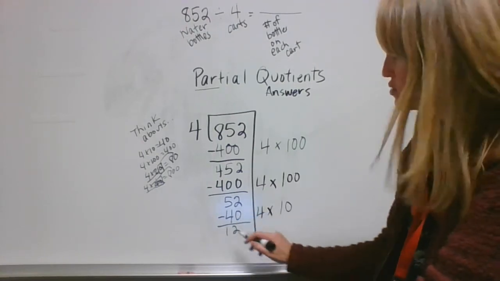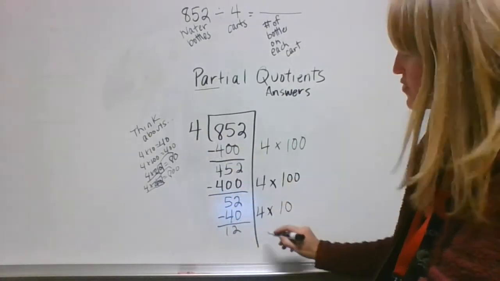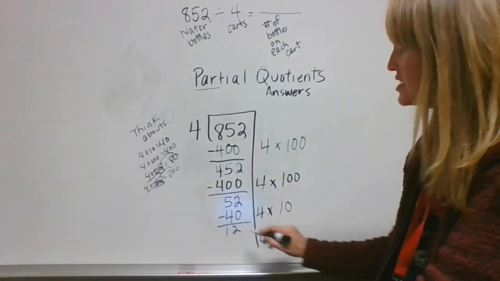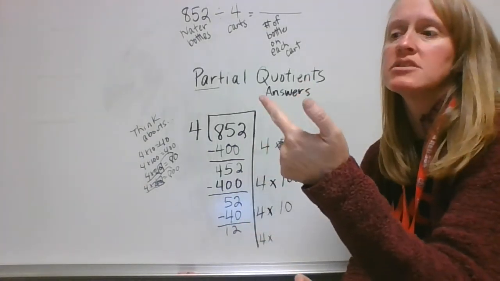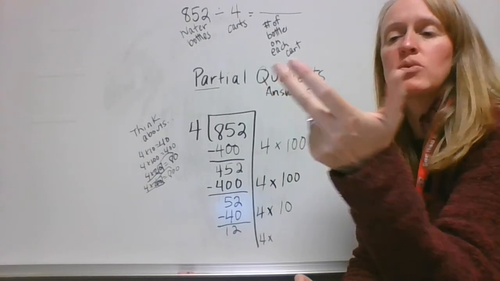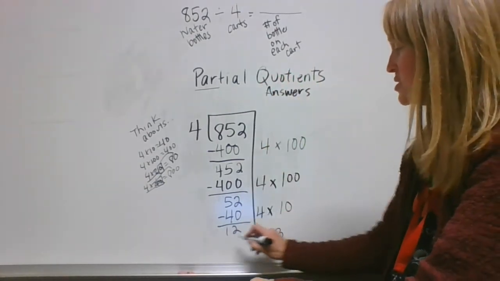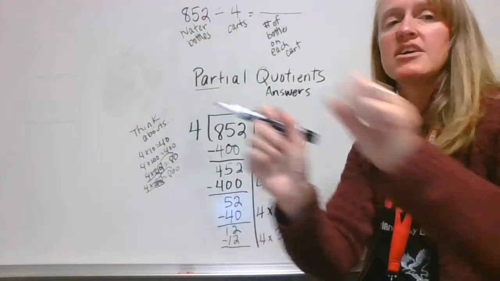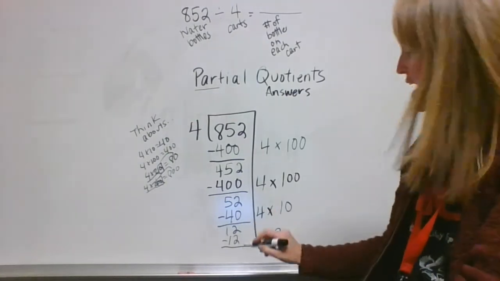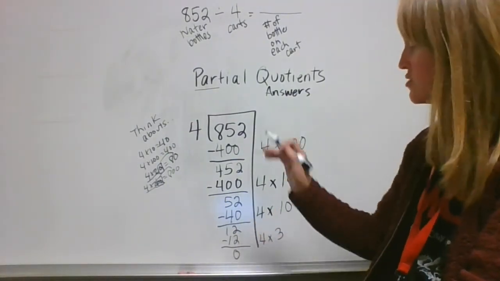Again, I have to share those 12 water bottles with my 4 water carts. So I'm thinking 4 groups of what equals 12? Let me start counting by 4s. 4, 8, 12, 16. Oh, I went too far. 12. How many 4s is that? 3. 4 times 3 is equal to 12. And I'm going to take those away because I already gave them to the water carts. And I'm left with no water bottles left. None are left. Just shared them all.